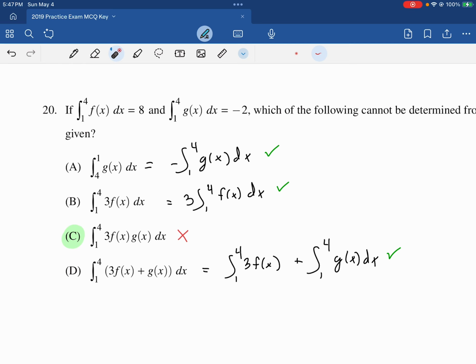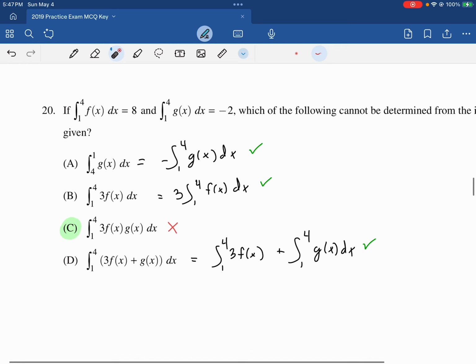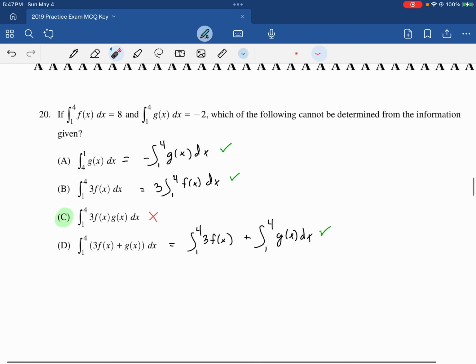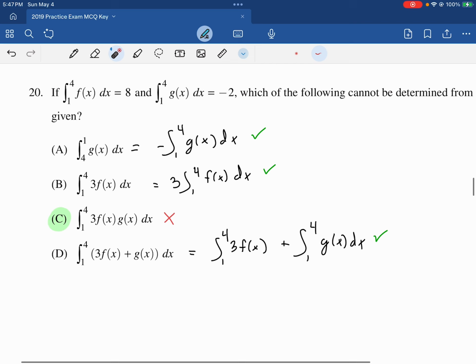If the integral from 1 to 4 of f of x dx is 8, and the integral from 1 to 4 of g of x dx is negative 2, which of the following cannot be determined from the information given? For number 1, I don't have something with these bounds, but you can always rearrange this if you have a negative put in front of your integral. And so the first one's absolutely fine with my rules of integration. For B, there's a 3 value that I can pull out front, and then I can integrate this just fine. I know what this value is.